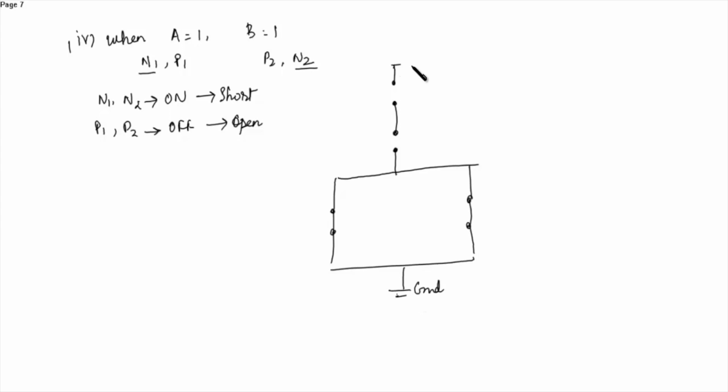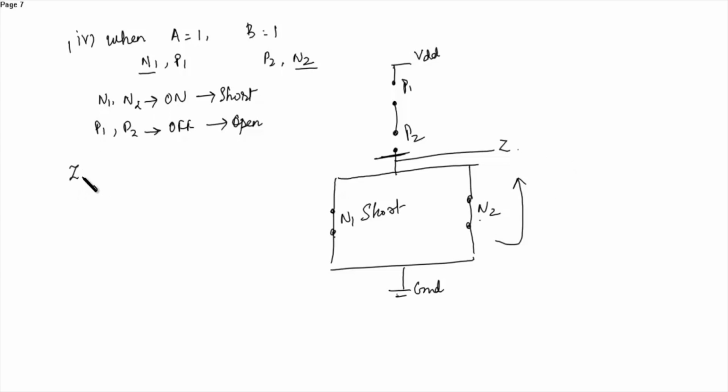This is ground. This is VDD. This is P1, P2. This is N1 and N2. Output is obtained from here, Z. So if P1 and P2 are open circuited, then certainly there is a blocking over here. And when both N1 and N2 are short circuited, then we get the output from ground.